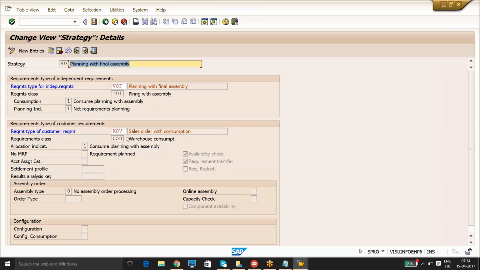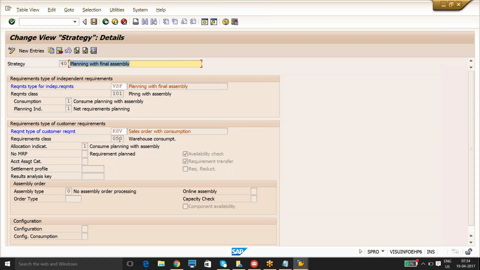As I said, whenever it is the point of requirements, that is when the requirement comes into place. This is also called the requirement class. So KSV is a requirement class which says sales order with consumption. These are defined values for the particular strategy group you are going to use, and the requirement class is also defined here. This will be carried out to APO, and according to that, the system will understand.